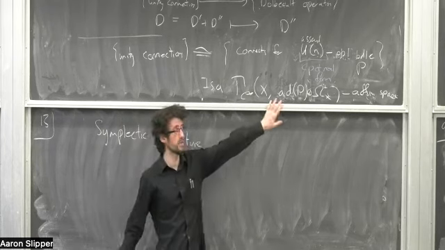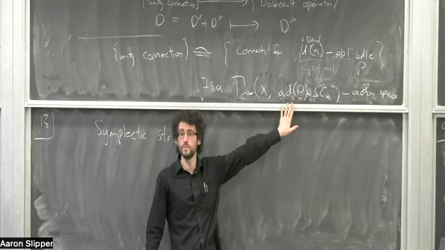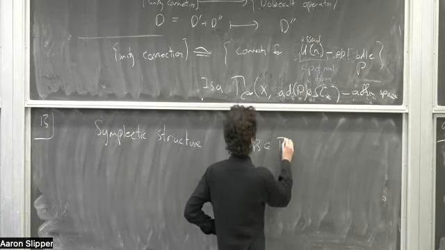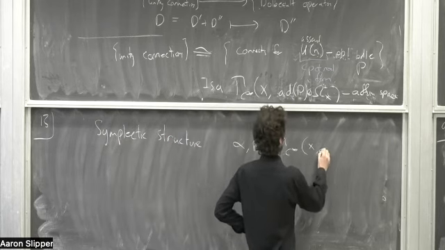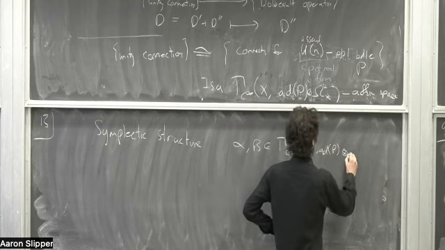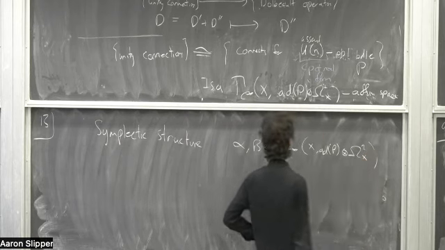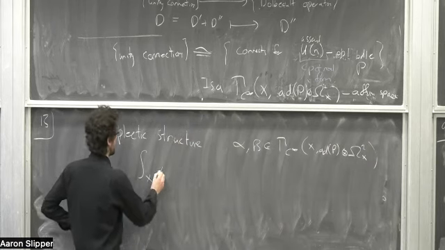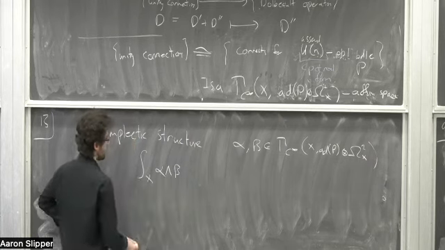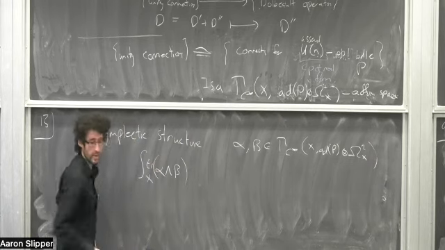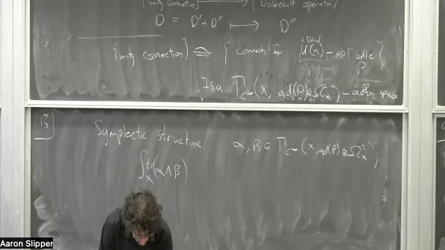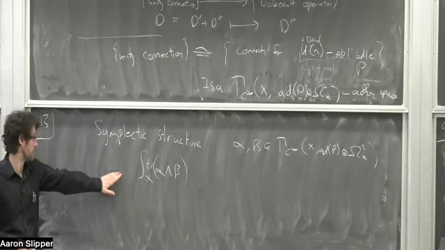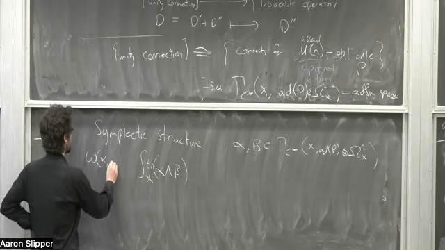So the tangent space is just identified with the space of one forms. So if I have two one forms, well, I can take the integral over X of alpha wedge beta, and I should take the trace of this. So this is my symplectic form.